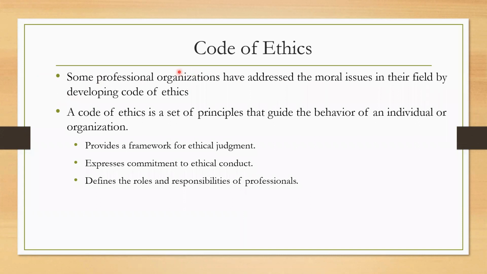For example, engineers have a code of ethics, maybe in many places, not every place. So engineering has a code of ethics in its field. For example, in the US, there is a society or organization for engineering. So if you agree with their code of ethics, then you can join them. So what is this code of ethics? Actually, it provides a framework for ethical judgment, expresses the commitment to ethical conduct, and defines the roles and responsibilities of the professionals.